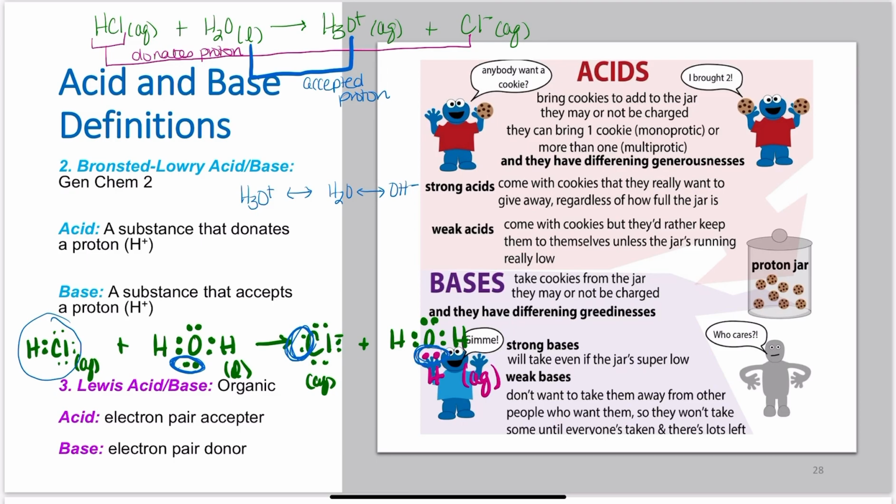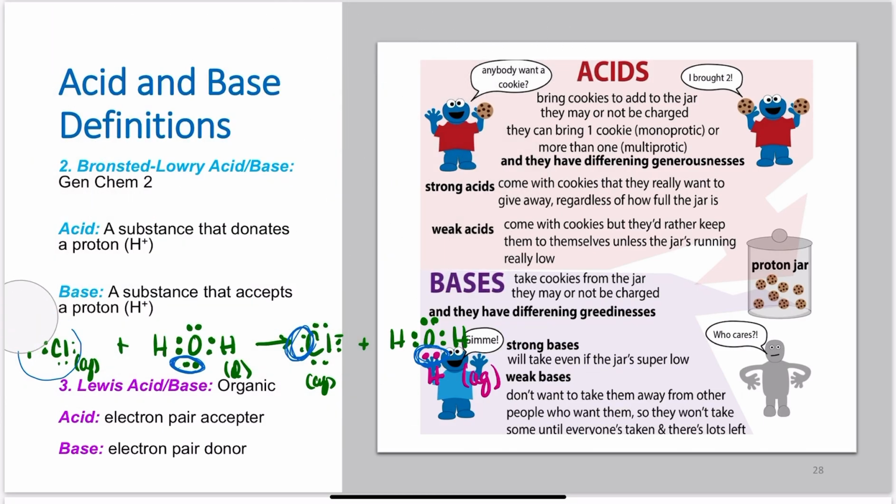Again, there are 3 definitions. Arrhenius is primarily used in Gen Chem 1, Bronsted-Lowry primarily used in Gen Chem 2, and Lewis acid-base primarily used in organic, but that does not mean you're not responsible for them, because when I say primarily, that doesn't mean we don't use the other ones.